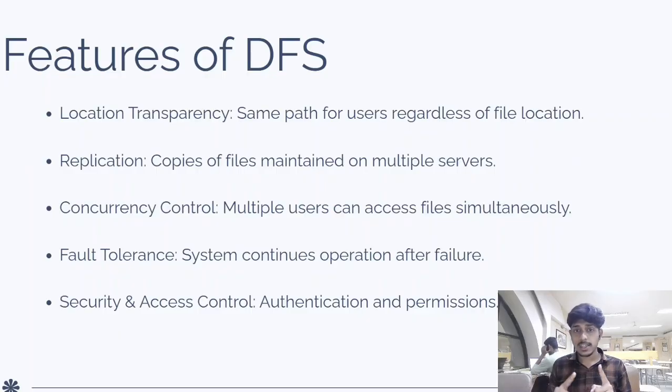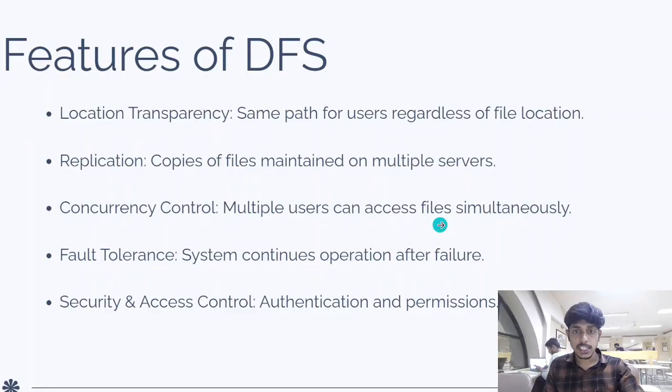The first one is location transparency. We have said this one a lot, but it means the user sees the same path, like my drive, photos, and it doesn't matter if the file is on server 1 or server 2. The user will see a simple interface, but at the back end, the files might be distributed on various servers, right? So the user doesn't know about the backend part. Location is transparent, or invisible.